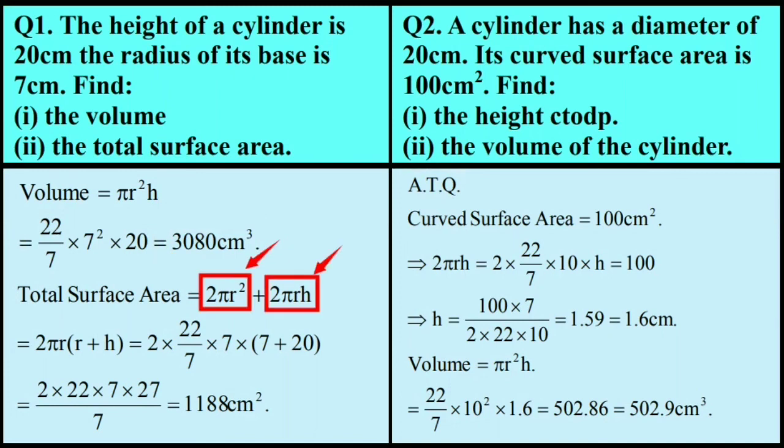Total surface area is 2 pi r square plus 2 pi r h, where 2 pi r square is twice the base area and 2 pi r h is the curved surface area.